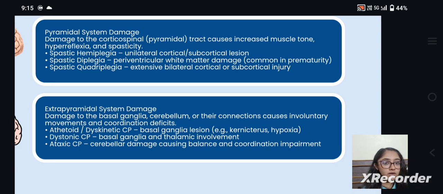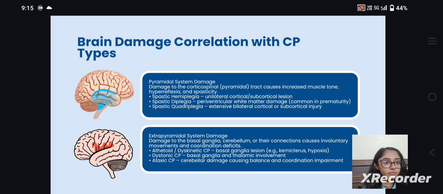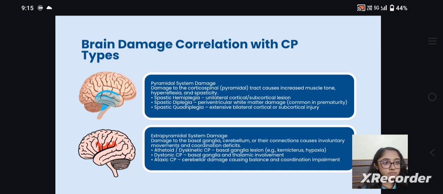In athetoid, the basal ganglia will be affected, the lesion for example from hypoxia. In dystonic, the basal ganglia and thalamus both will be involved, and in ataxic, cerebellar damage causes imbalance and coordination impairment.